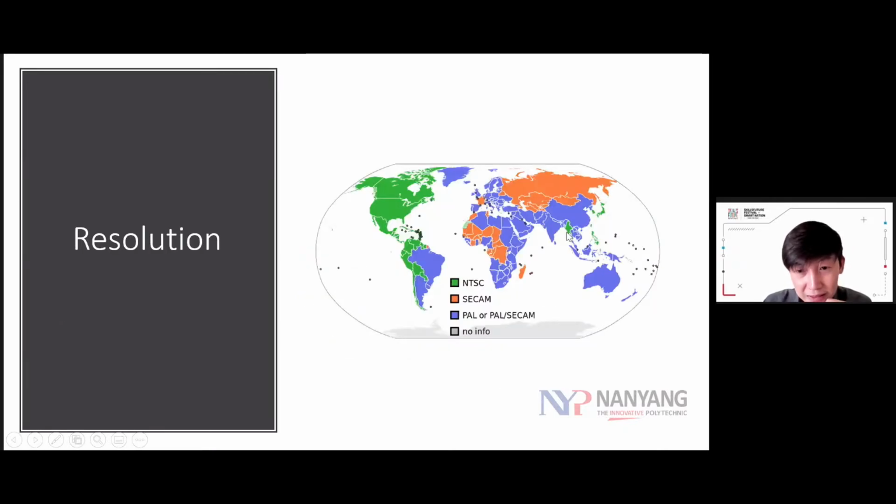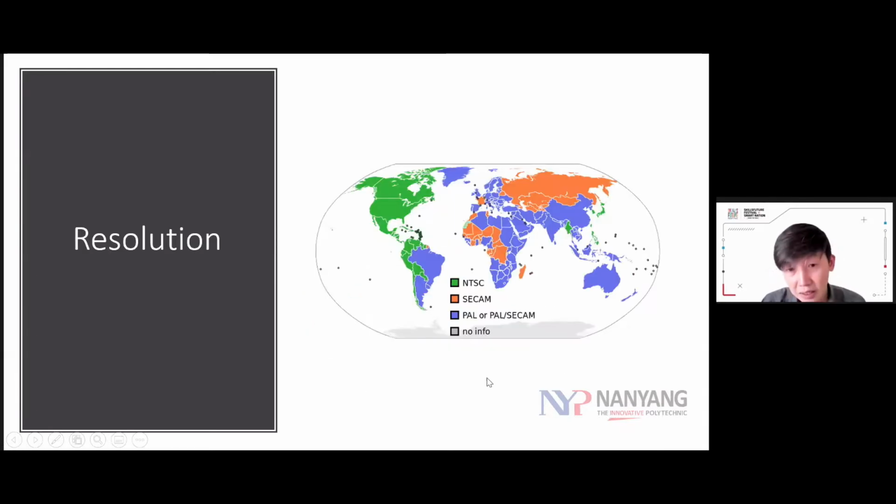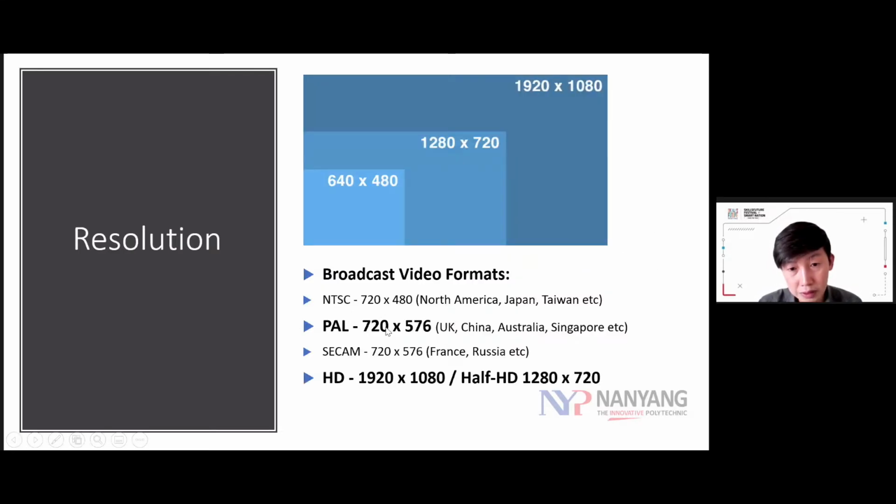Here, as an example, these are the areas that previously broadcast TV used, like NTSC, PAL, and HD. When I'm doing TV shows, we need to know this so that we can cater for different countries. Some, for example PAL, use 720 by 576. For example, here 640 by 480 is roughly around there.